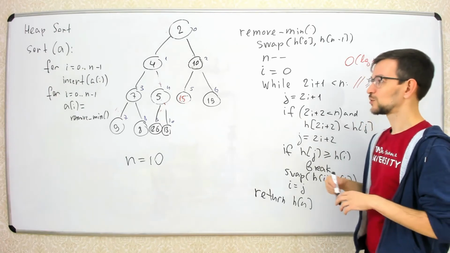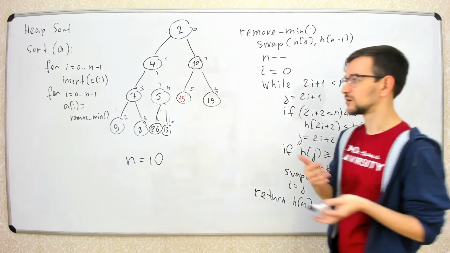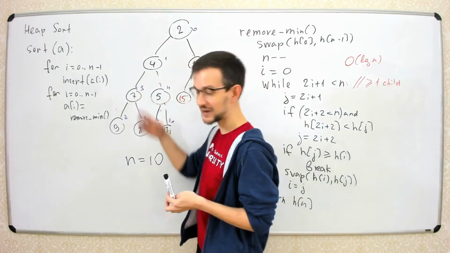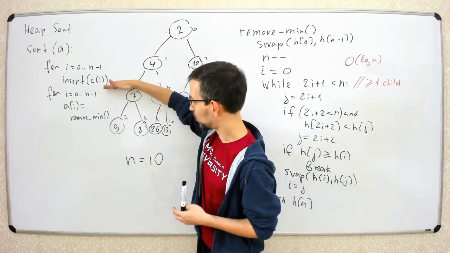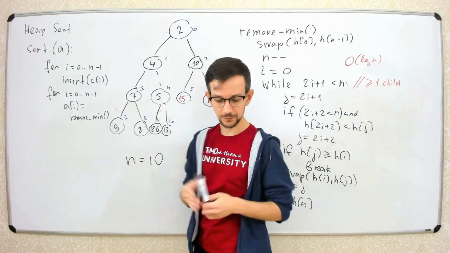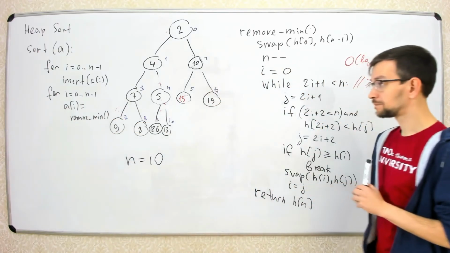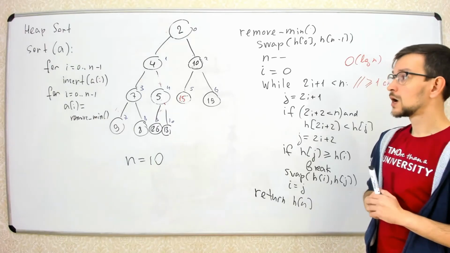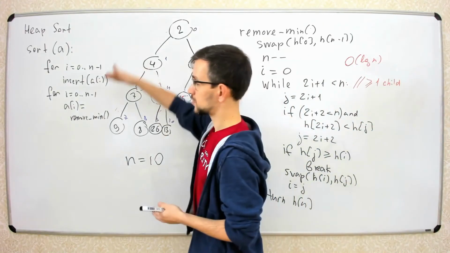That's all. So when you have the correct data structure, some algorithms may be very simple. Just add all elements, then remove all elements. And in the end, you have the sorted array. Nice. What is the time complexity of this sorting algorithm?